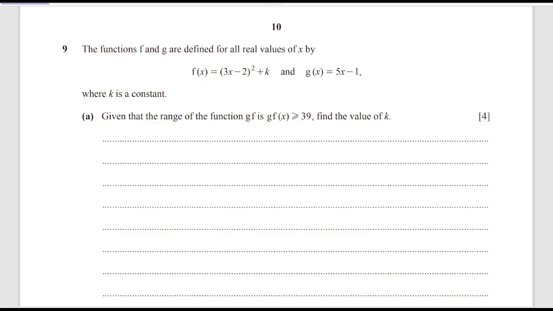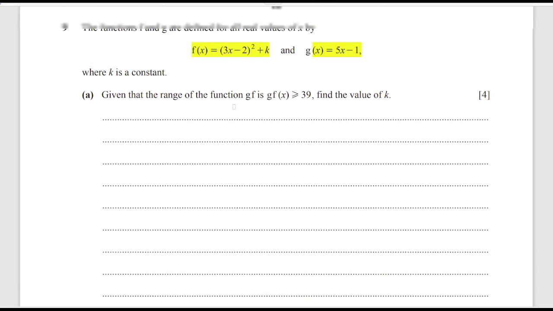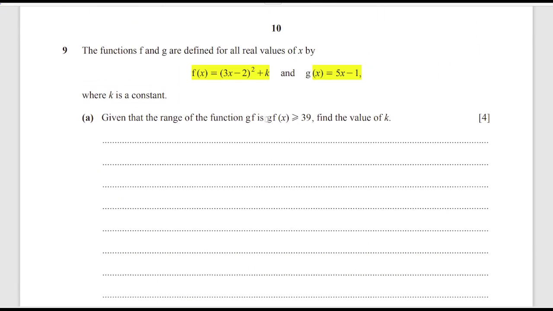Next, question number 9. The functions f and g are defined for all real values of x by f of x equals this and g of x equals this. f of x is given in complete square form and g of x is a linear function 5x minus 1, where k is a constant. Given that the range of the function gf is gf of x is more than or equal to 39, find the value of k.